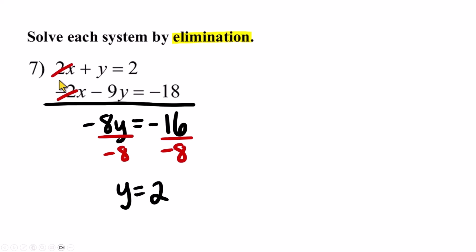Now you still have to find x. So pick your favorite one of these equations. I always try to do the one that doesn't have negative signs if I can help it. So 2x plus y equals 2. The y I know is also a 2. There's a lot of 2's.